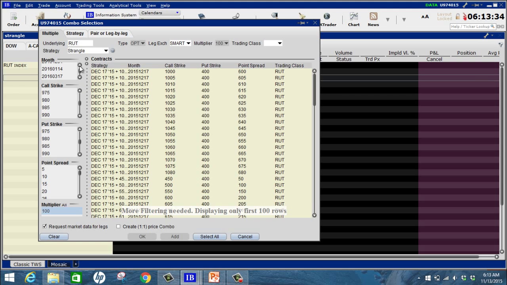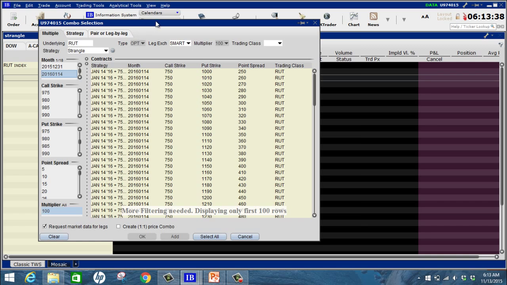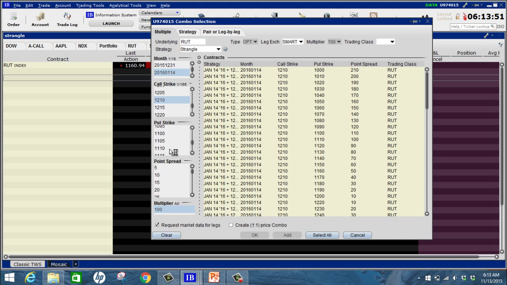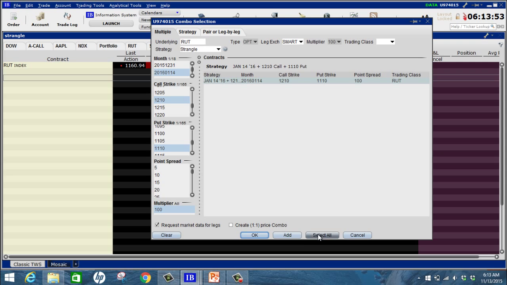We'll do a couple of different ones, but we'll go out to January, and Russell is at 1160. So we'll go out just 50 points for one. So 1210, and on the put side we'll want 1110. So there we go, that's our strangle.